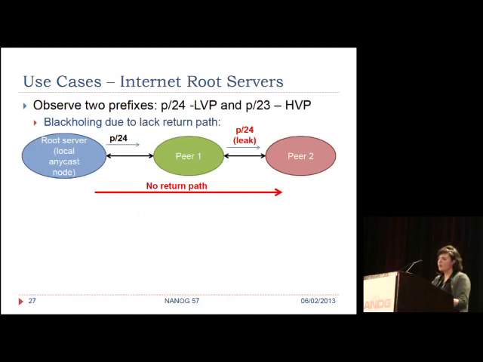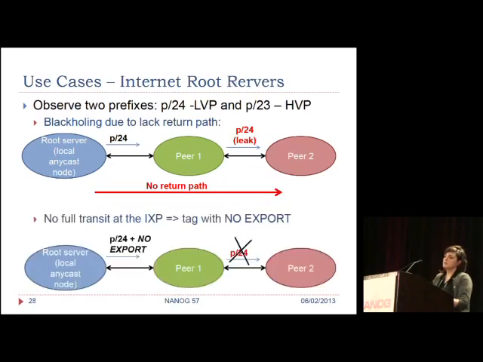So probably you are all aware of this, but I'm just going to go through this particular example. So these particular root servers were doing Anycast, and one problem that they encountered was the problem of no return path if at a peering side they did not have full transit from a peer. So that basically means that if a peer leaks the /24, for example, announcement here to another peer, then the root server cannot respond to the traffic that it gets from peer number 2 because it doesn't have any return path. So the solution they found for this was to tag locally the announcement of the /24 with no export.